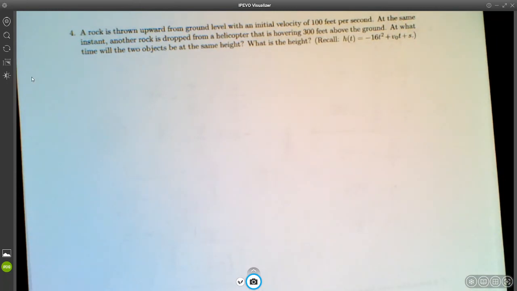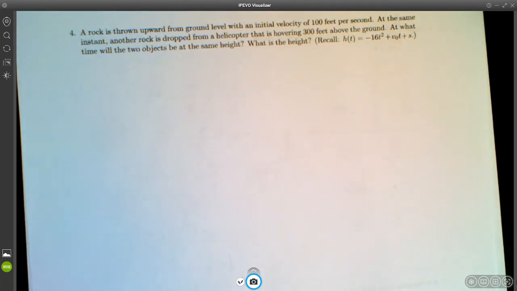Let's look at another application problem. I think this one is a projectile motion thing. It says a rock is thrown upward from ground level with an initial velocity of 100 feet per second. At the same instant, another rock is dropped from a helicopter that's hovering 300 feet above ground. I mean, why? Whatever. At what time will the two objects be at the same height? And what is the height?